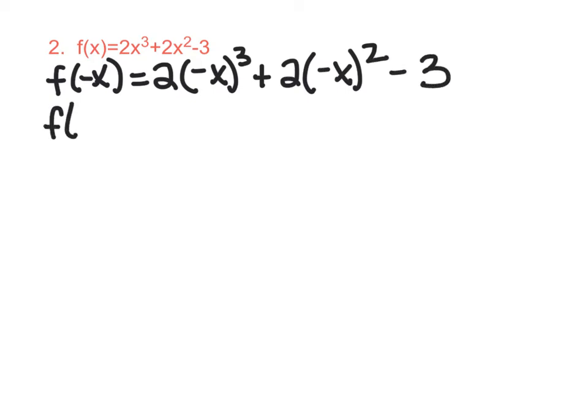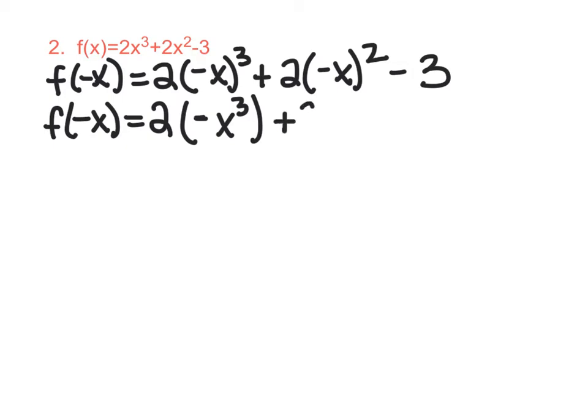All right, so now we're just going to work this out. Equals 2. Now we have a negative here, but it's raised to the third power. So a negative times a negative times a negative is a negative. And then x raised to the third power is x cubed.